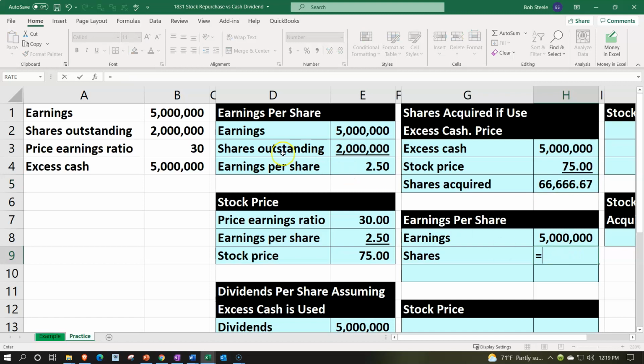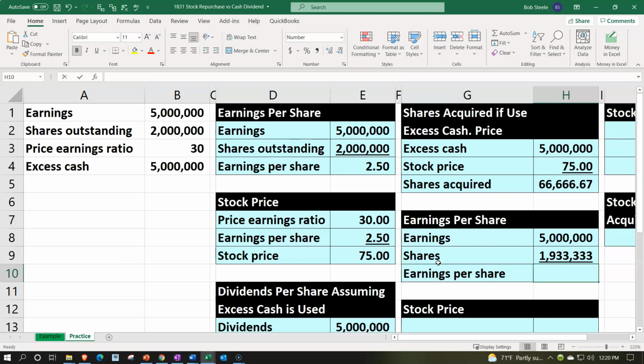We're going to take the 2 million minus the amount that we acquired back. It is a fraction, so notice there's going to be some rounding issues going on here. And then we're going to go font group and underline. That'll give us our earnings per share. So earnings per share, if we decide to acquire back, being the 5 million divided by the 1,933,333, that then gives us an earnings per share, an EPS, number group, a couple decimals of the 2.59, slightly different than the earnings per share before we had, at the 2.5.